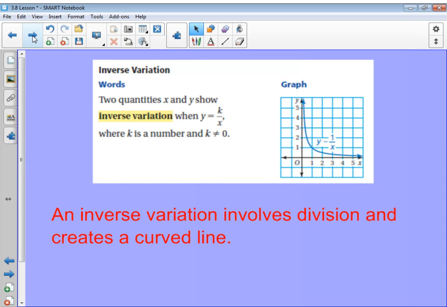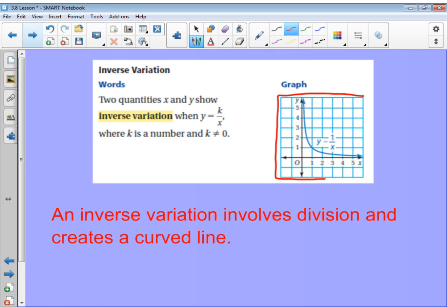So this is what the graph would look like if we were to work with inverse variations. The graph would have a curved line on it, versus when we did a direct variation, it had a straight line. The other thing that I want you to identify is the fact that we have division involved between k and x. And when we worked with direct variation, we had multiplication. The key thing is that k is always going to be divided by x and not vice versa.